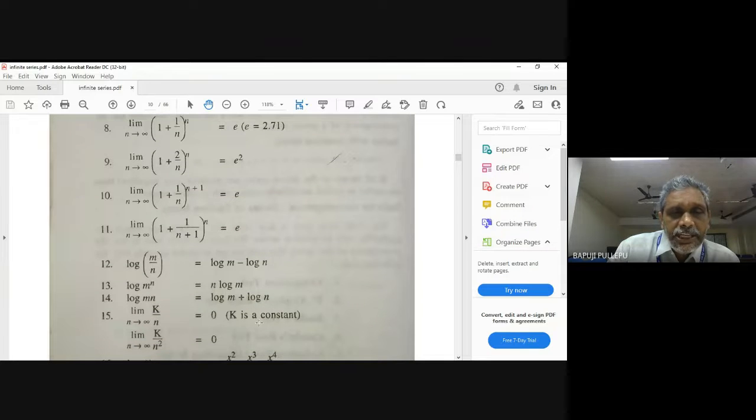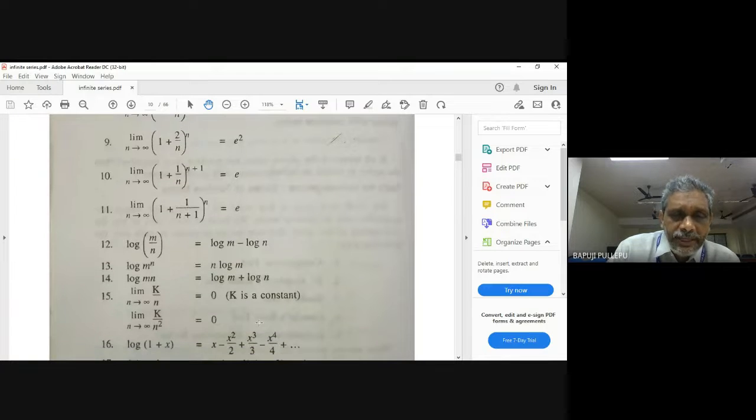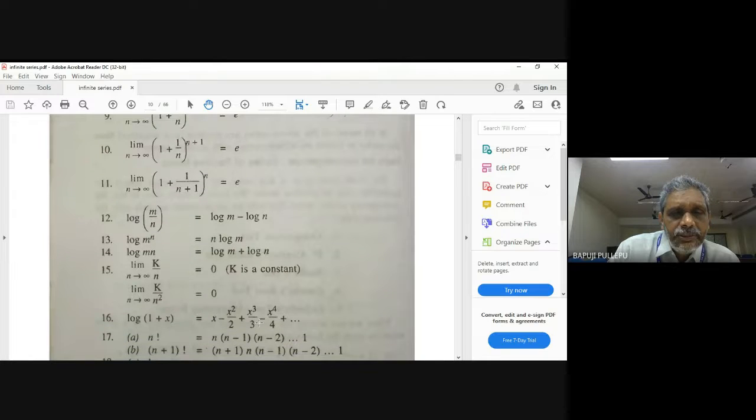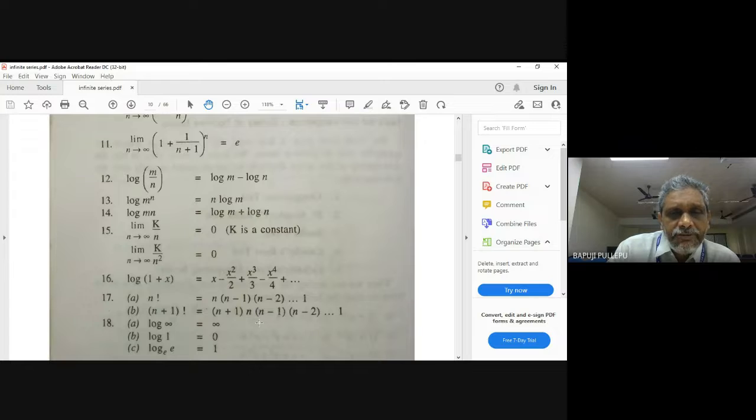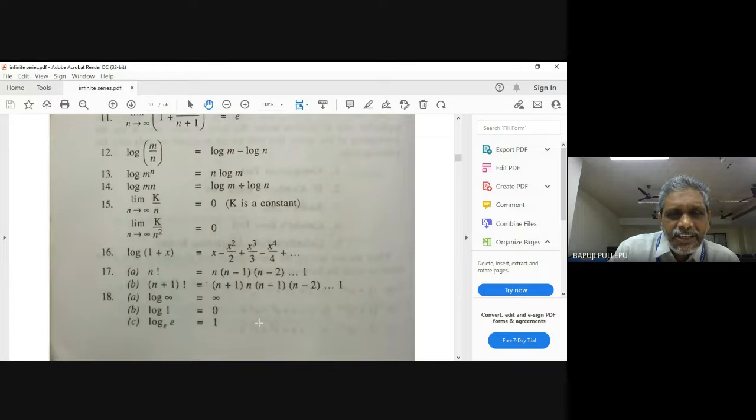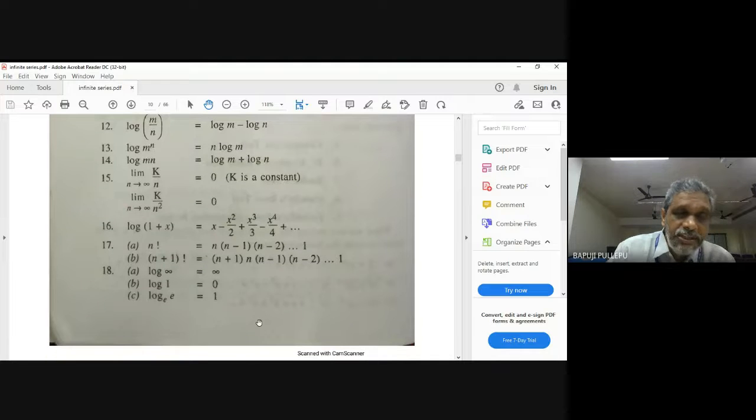The limit as n tends to infinity of k/n is equal to 0, where k is a constant, because anything divided by infinity is 0. n squared also 0. Similarly, you can remember log(1+x), n factorial, (n+1) factorial. Log of infinity, and log 1 is equal to 0. Log e is equal to 1. When is log e equal to 1? Base e only. Otherwise, with other bases, it is not 1.